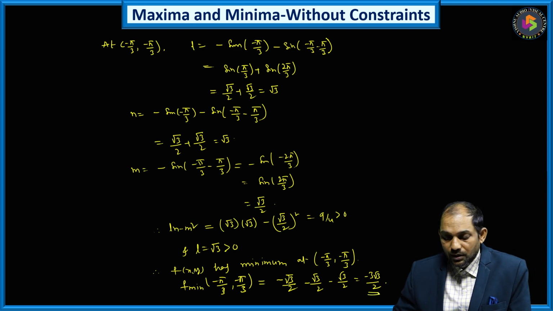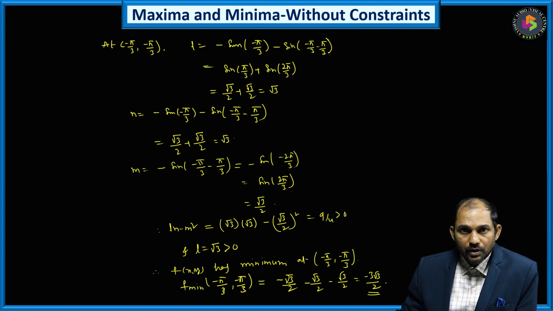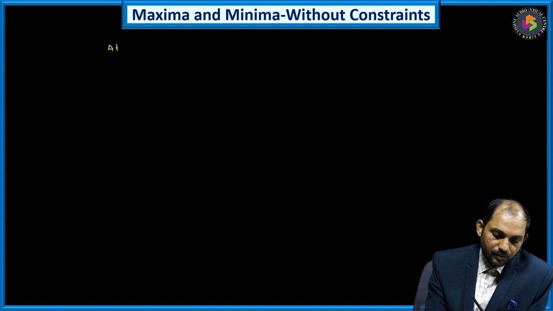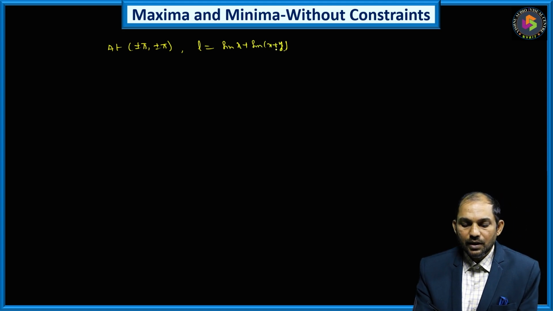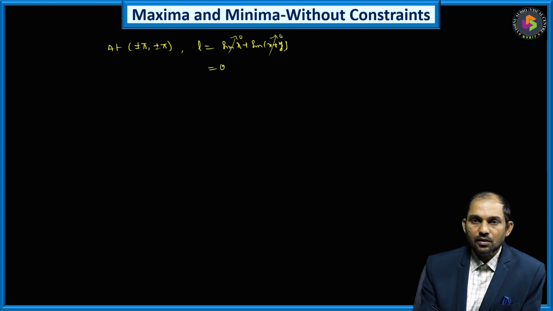So we computed the maxima and minima for the two stationary points pi by 3 comma pi by 3 and minus pi by 3 comma minus pi by 3. And similarly we have to compute the sign of ln minus m square at another two stationary points, which are plus or minus pi comma plus or minus pi. And L is given by what here? Sin x plus sin of x plus y. So we know that sin of any multiple of pi is 0. Whenever we substitute x equal to pi here, sin pi is forced to 0 and sin of pi plus pi, 2 pi, is also forced to 0. Therefore we will have L equal to 0.